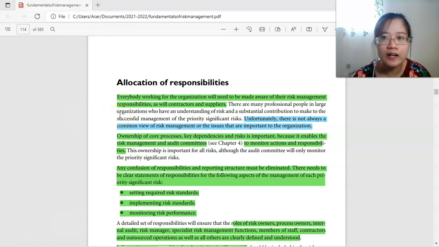Okay? And then, although you have the main person na responsible for those risks, syempre, lahat din naman ng empleyado, they need to observe pa din yung mga embedded controls in the guidelines or activities ng company para, to support the management of those risks. Okay? So, everybody working for the organization will need to be made aware of their risk management responsibilities, as will contractors and suppliers. Okay? So, before you enter into a contract with a contractor or supplier, syempre, kailangan nakalatag dun yung expectations nyo. Okay? Kailangan properly made aware sila and properly communicated yung inyong expectations.